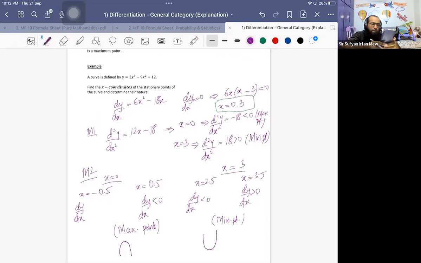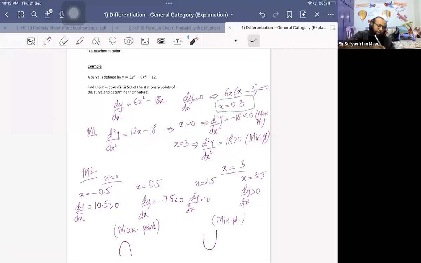So if we write 6x squared minus 18x, with negative 0.5, that is 6 into negative 0.5 squared minus 18 into negative 0.5. The gradient is 10.5. Now this is positive. And if we substitute 0.5, then it's negative 7.5, which is less than 0.